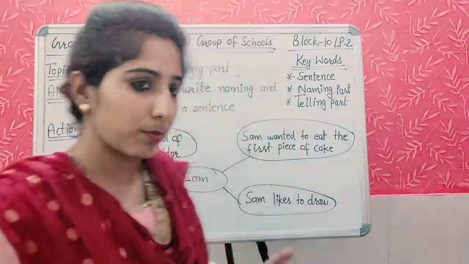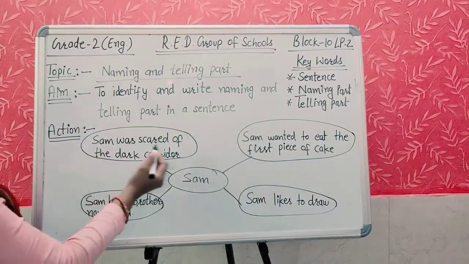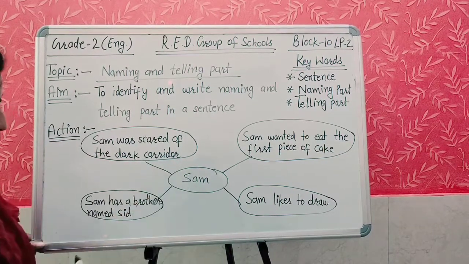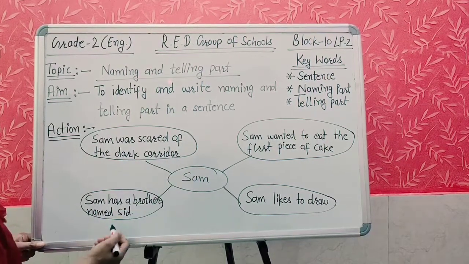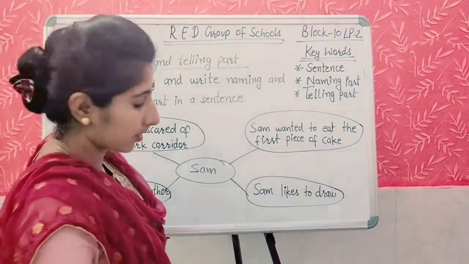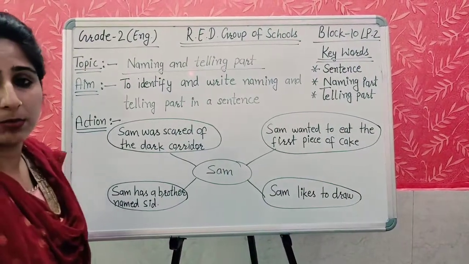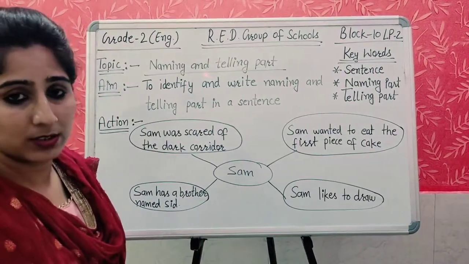We got this information about Sam from the story Scaredy Sam. Sam was scared of the dark corridor. Sam has a brother named Sid. Sam wanted to eat the first piece of cake. Sam likes to draw. Let's find out the naming part and the telling part of these sentences.